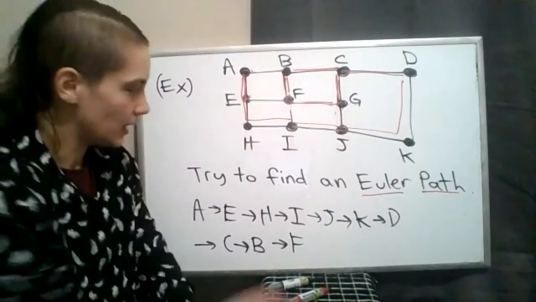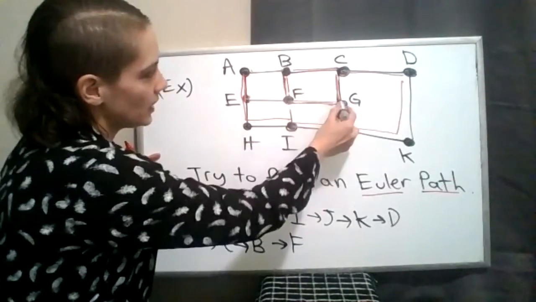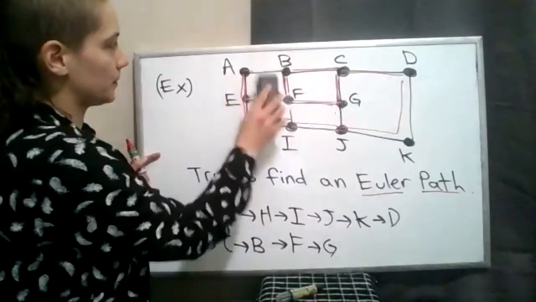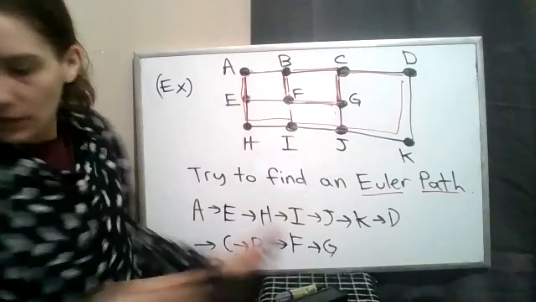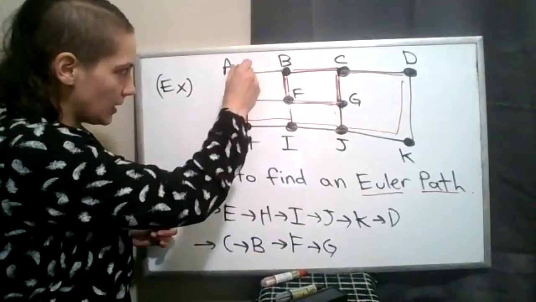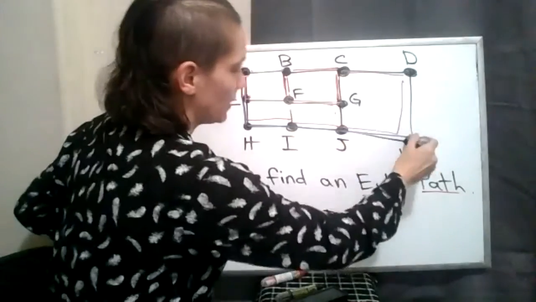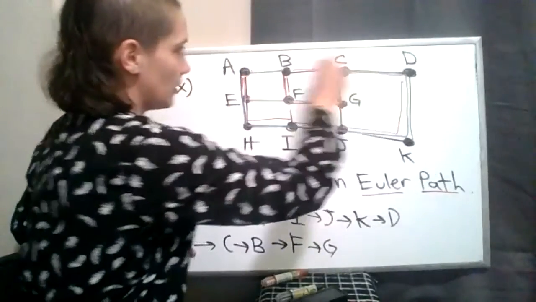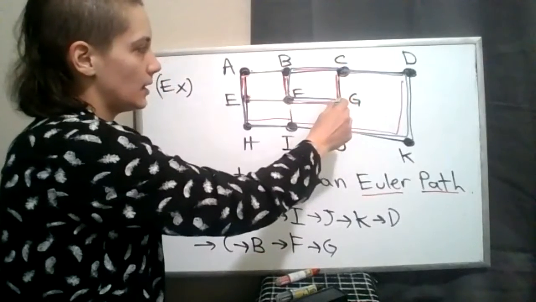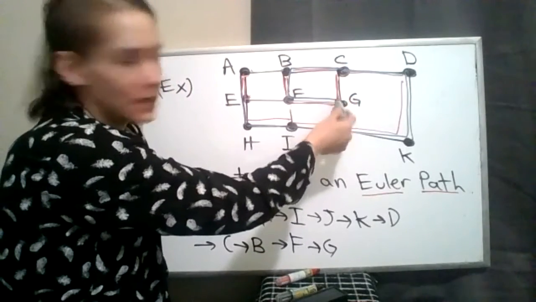Let's see, like if I go to F and then to G, let's clean this up again. All right, A, E, H, I, J, K, D, C, B, down to F, over G. I kind of hit either J or C and get stuck.